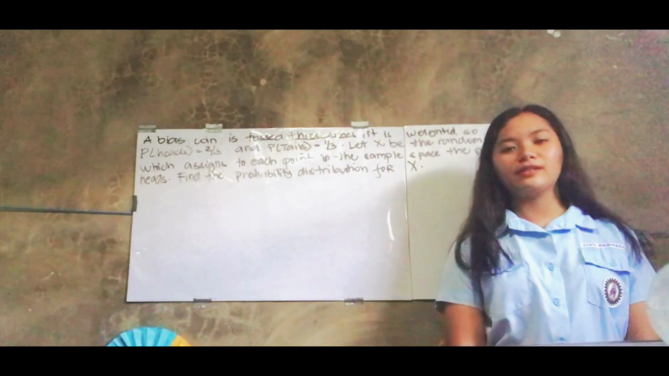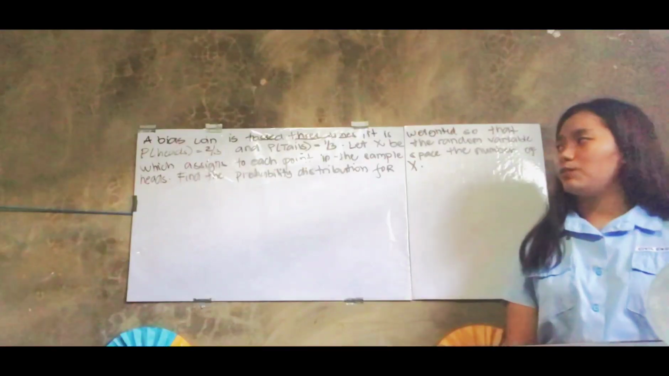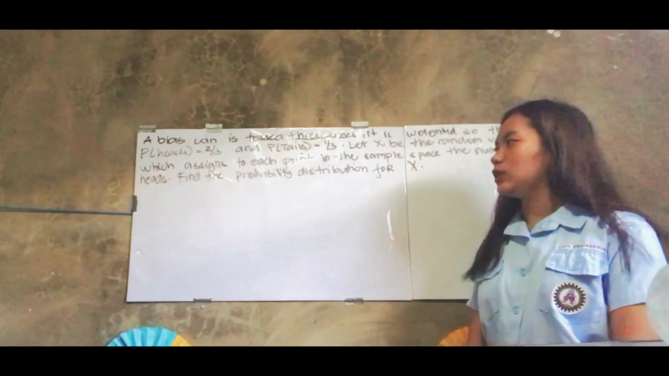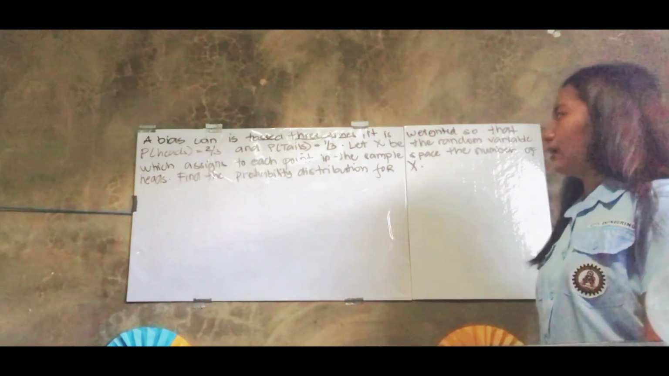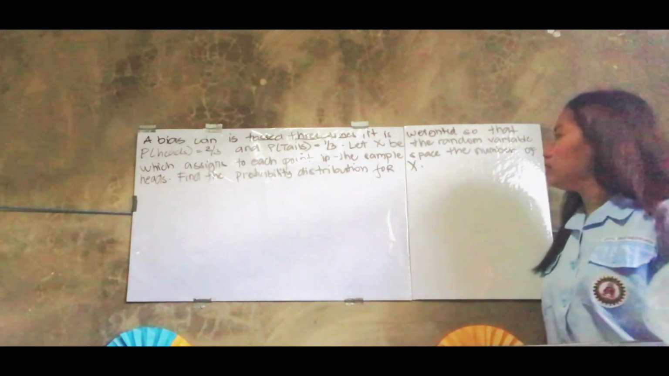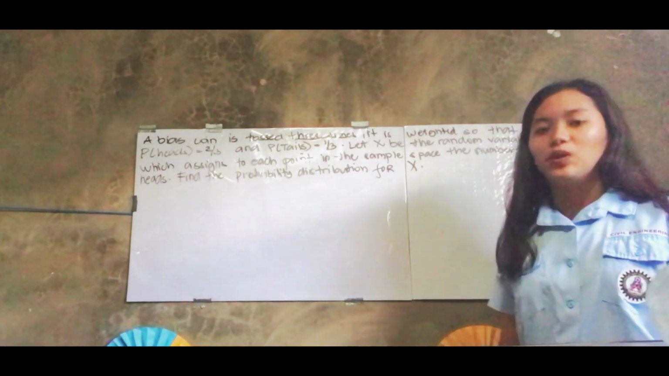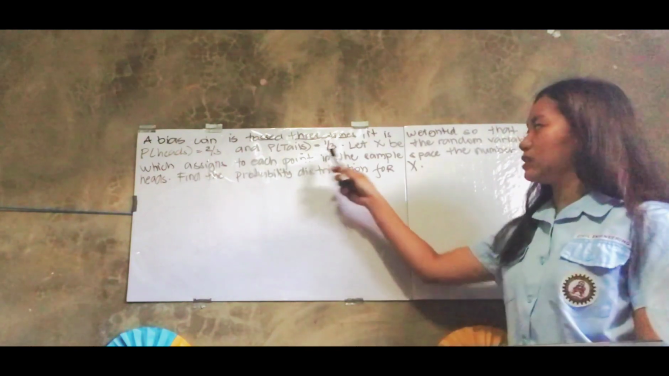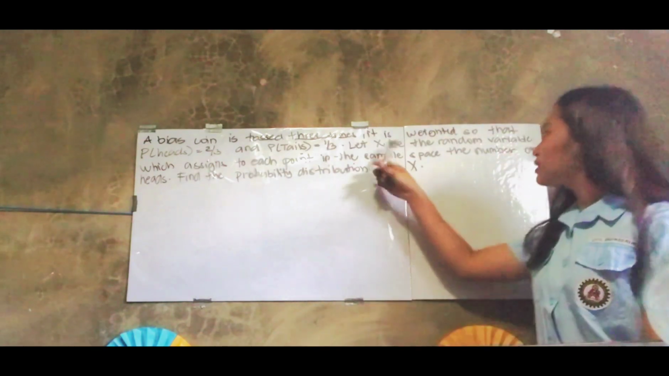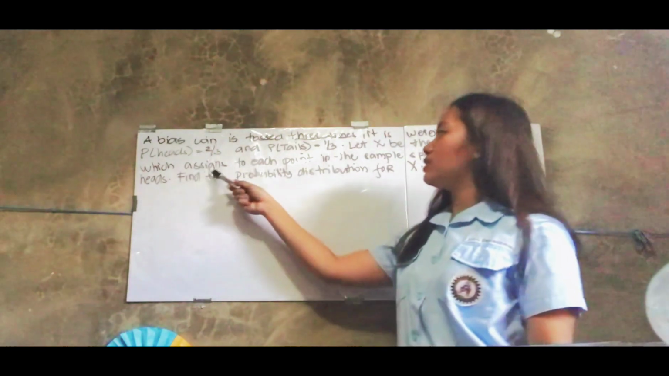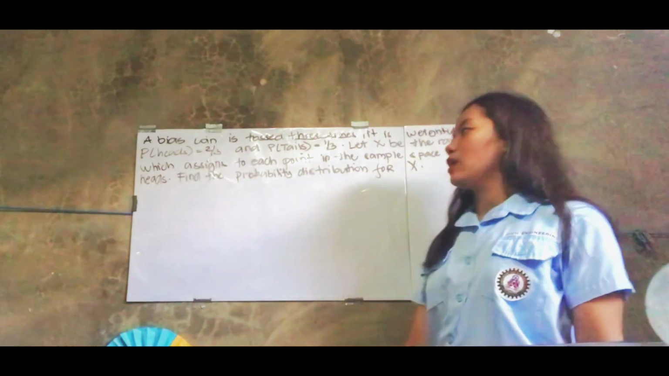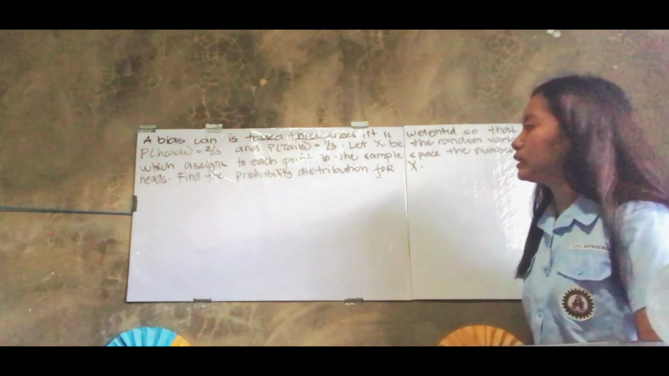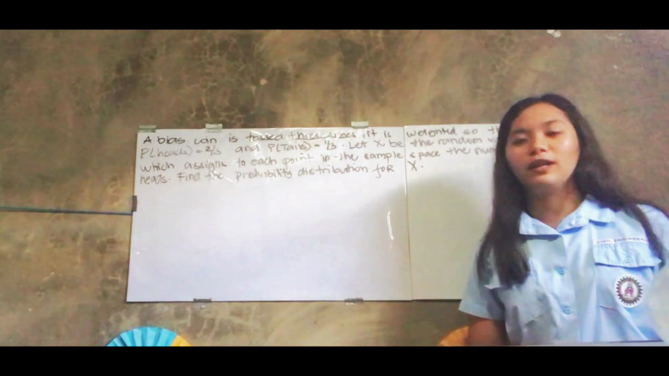Okay guys, we have here an example of discrete probability distribution. A biased coin is tossed 3 times. It is weighted so that the probability of head is equal to 2/3 and the probability of tails is equal to 1/3. Let x be the random variable which assigns to each point in the sample space the number of heads. Find the probability distribution for random variable x.